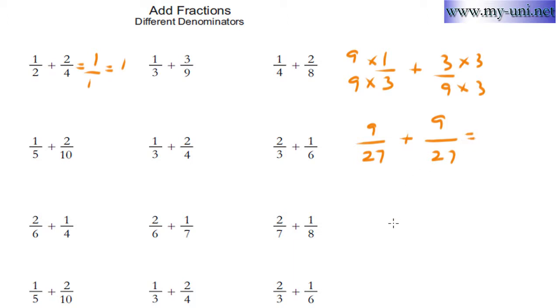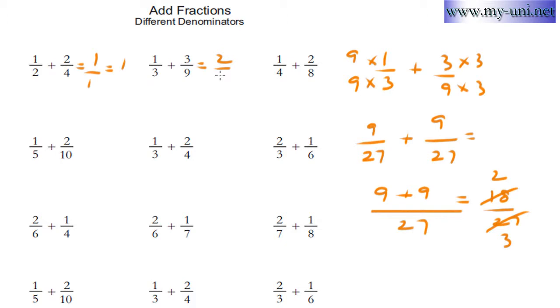The denominators are the same now. These 2 fractions can be added. 27 once only, 9 plus 9 is equal to 18 over 27. 9 times 2 is 18 and 9 times 3 is 27. So the sum of these 2 fractions is 2 over 3.